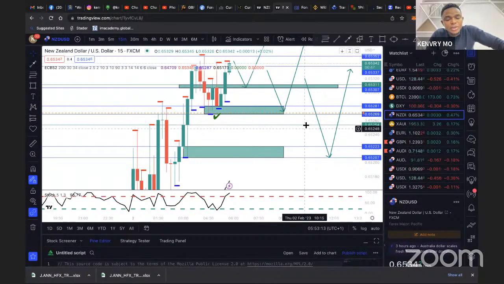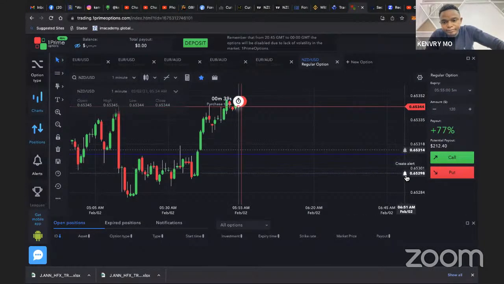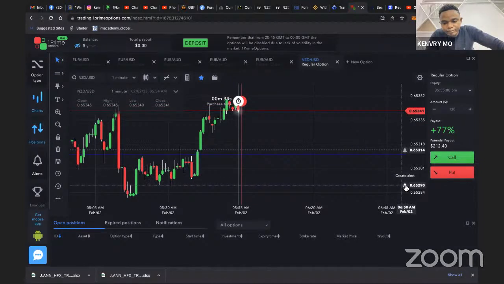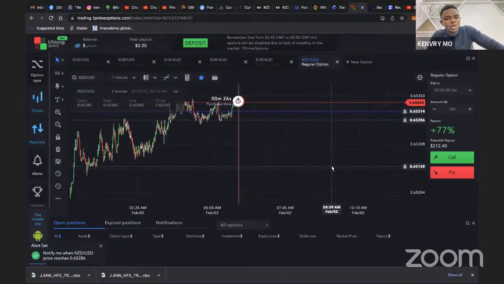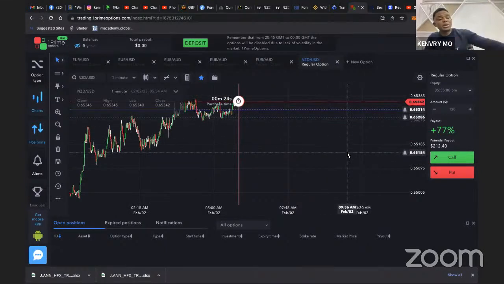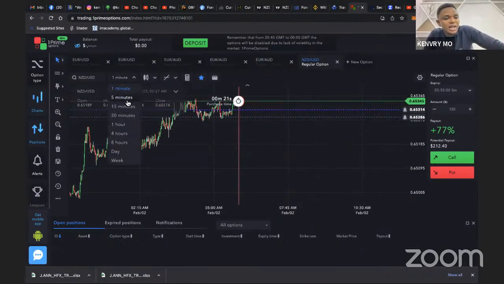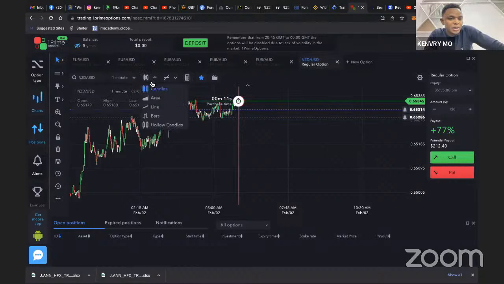Yeah, 281. I could put it at 285 or 286. So there's an alarm there already. You could set multiple alarms. Another thing is you could change your time in here to 1 minute. I like looking at it from the 1 minute perspective, or put it on 5 minutes. And we're using candles.